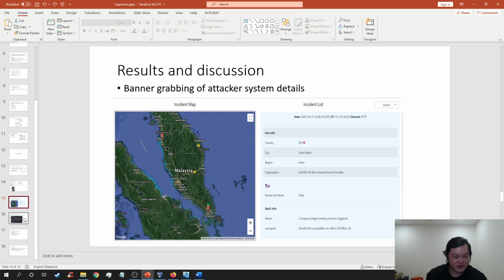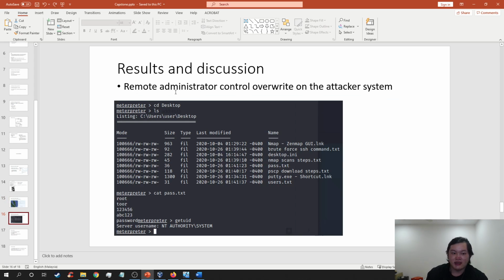Okay, next. And then the final thing that we can deduce from the demonstration is that we are able to gain remote administrative control override over the attacker system. So as you can see, the payload is actually quite dangerous if it is utilized properly.